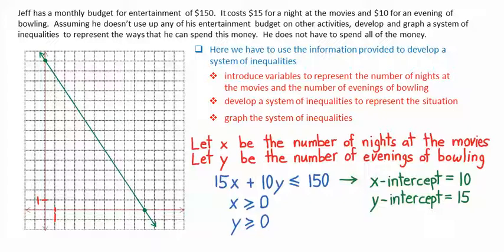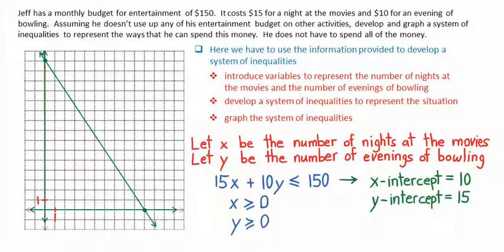For x greater than or equal to 0, we plot the line x equals 0. This corresponds to a vertical line, which is the exact same as the y-axis. For y greater than or equal to 0, we would plot y equals 0. This is a horizontal line, which is the same as the x-axis.